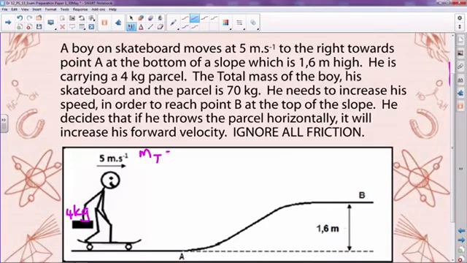So my total mass is 70 kilograms, so let's write that in. He needs to increase his speed in order to reach point B at the top of the slope. He decides that if he throws the parcel horizontally, it will increase his forward velocity.